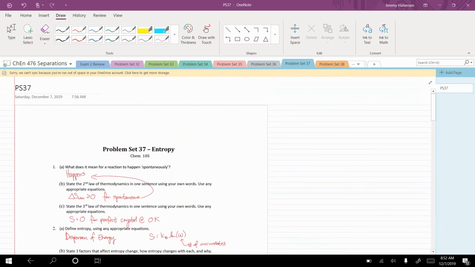Beautiful. All right, so that is problem set 37, and hopefully you find that helpful.